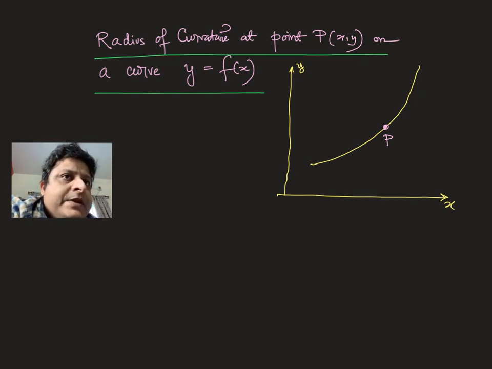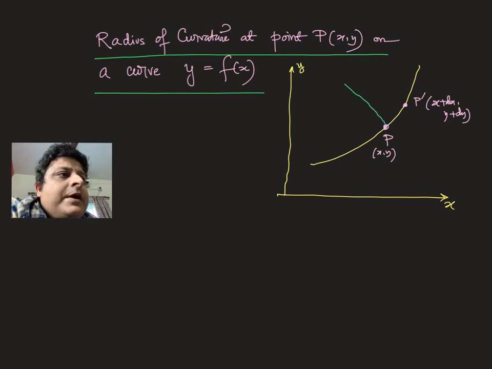What is the meaning of this? Say, choose a very close point P dash. P dash is very close to P, so that P has coordinates (x, y), and P dash has coordinates (x plus dx, y plus dy). So at these two points, if you draw perpendiculars or normals to the curve, then they will meet at the center of curvature C, and thus you can find the radius of curvature R.